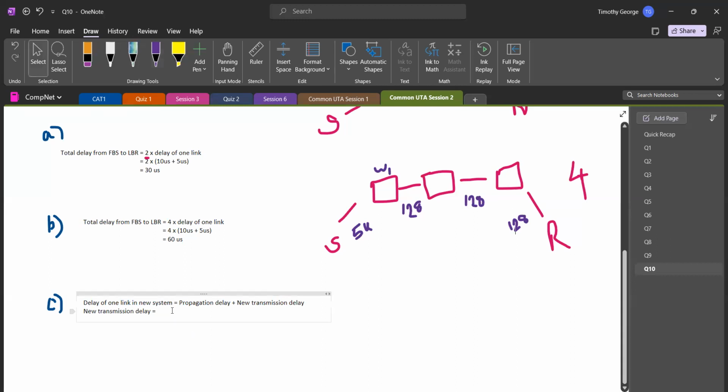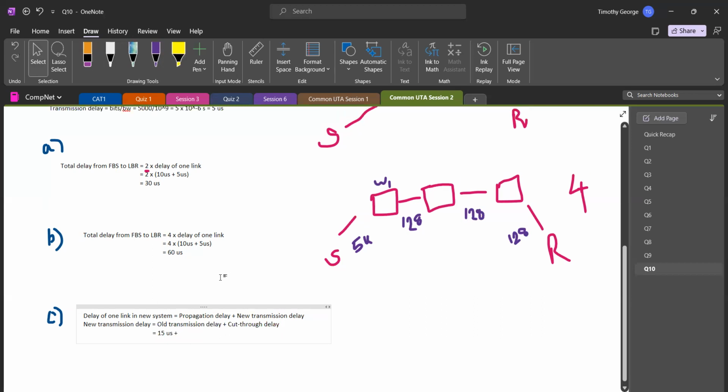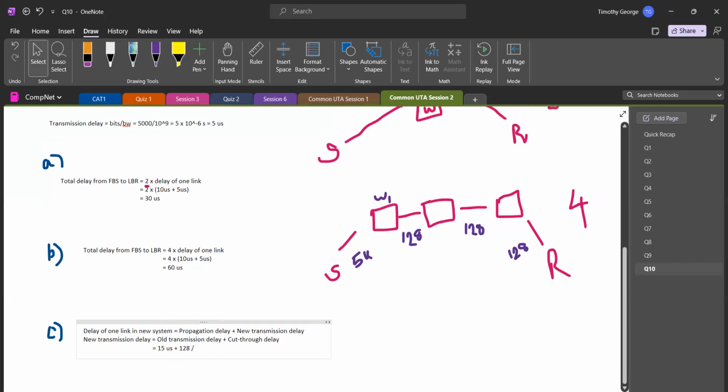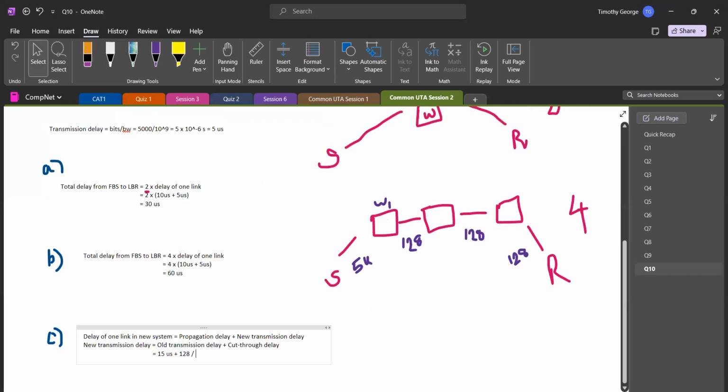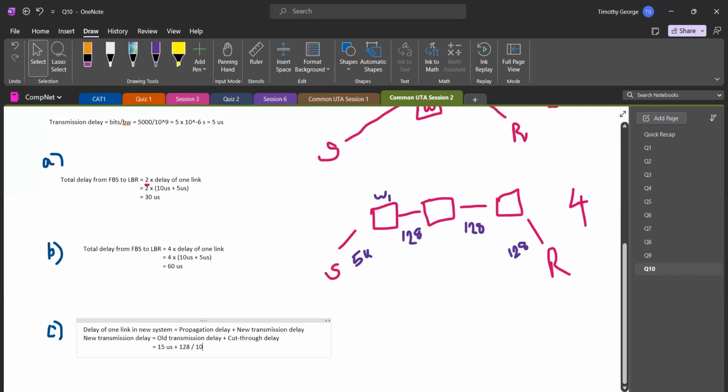So the new transmission delay is actually going to be one old transmission delay for that first link plus the new cut through delay. What is the old transmission delay? We have calculated it before. It says 15 microseconds. What is the cut through delay? So again, bits, we have 128 bits. Bandwidth is how much? 1 Gbps, so 10 raised to 9.